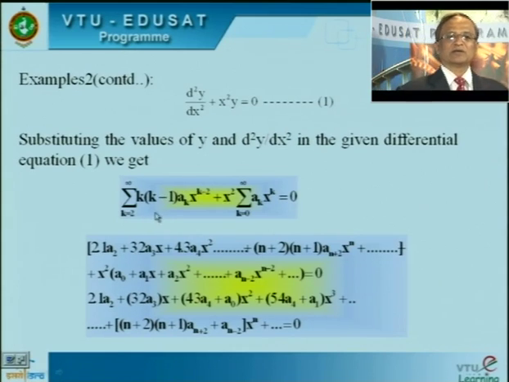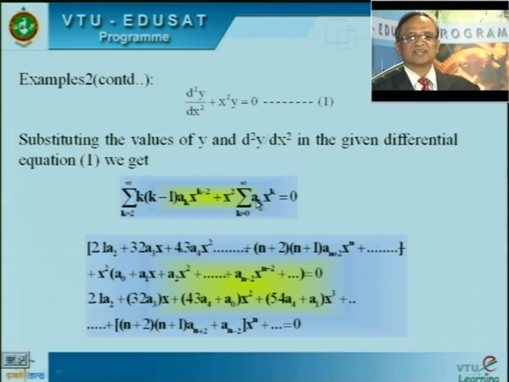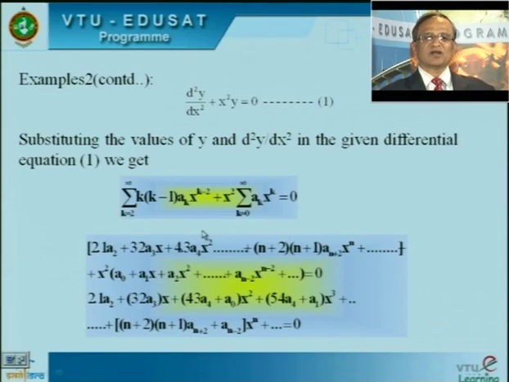So, now I want to replace k by 2, k by 3, k by 4 and so on. I want to expand this summation. Similarly, I want to expand this summation. Now, I want to collect, like the previous example, various powers of x. What is the coefficient of x to the power 0? What is the coefficient of x to the power 1? What is the coefficient of x to the power 2 and so on, right. Then you can equate it to 0, and finally you want to find out the recurrence relation, right.